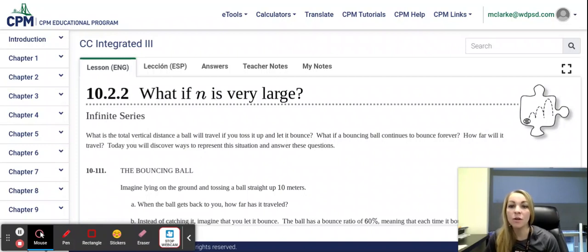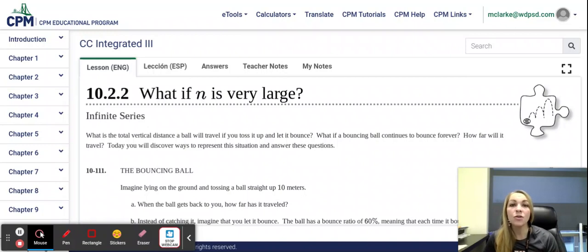It says, what is the total vertical distance a ball will travel if you toss it up and let it bounce? What if a bouncing ball continues to bounce forever? How far will it travel? Today we will discover ways to represent this situation and answer these questions.